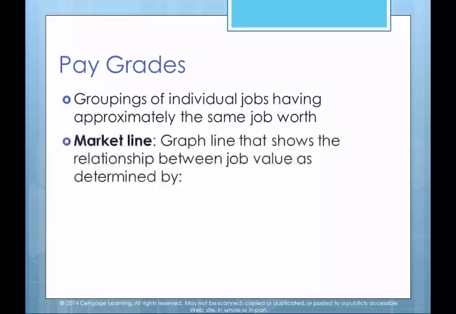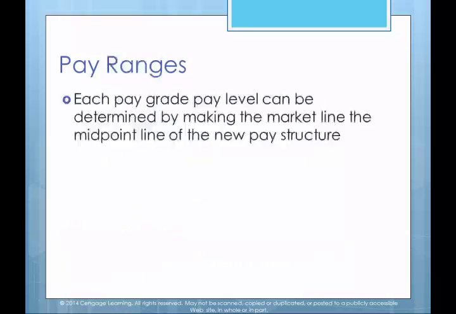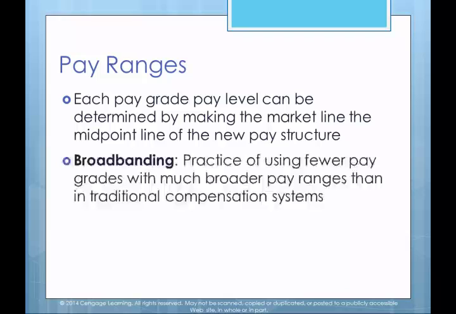All right, pay grades. So these are groupings of individual jobs having approximately the same job worth. The market line is the graph that shows the relationship between the job value as determined by job evaluations and pay survey. And then you've got market banding, grouping jobs into pay grades based on similar market survey amounts. Let me give you an example. Your book gives a good example. Here's pay ranges. Each pay range, pay grade, pay level can be determined by making the market line the midpoint of the new structure.